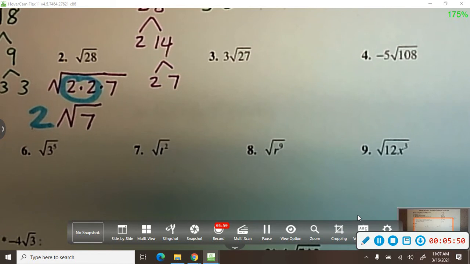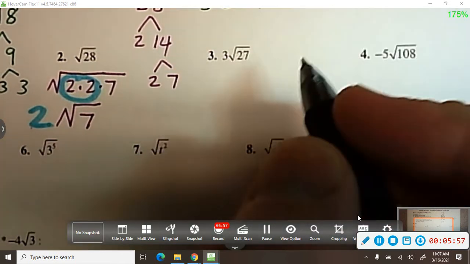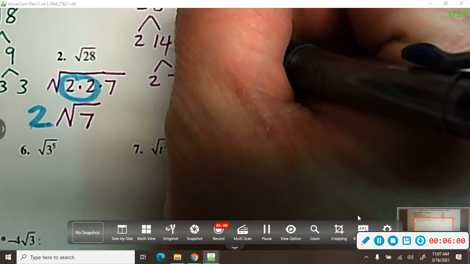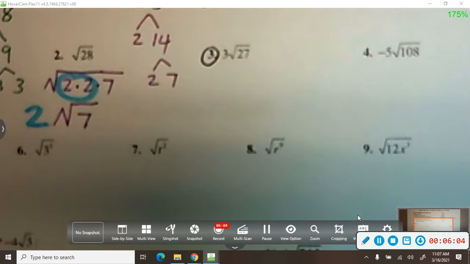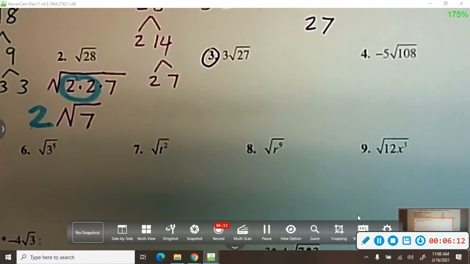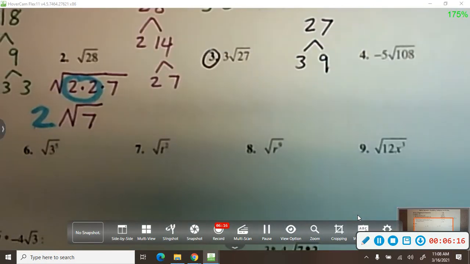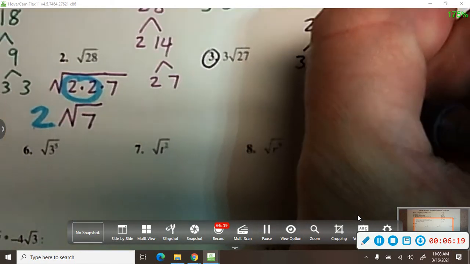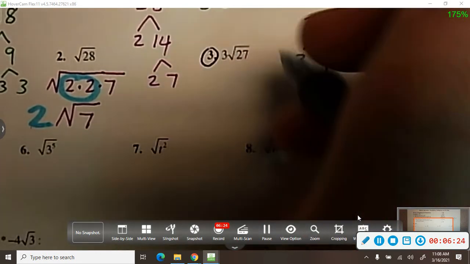Number 3. Number 3, if I think about 27, 2 does not go into 27, but 3 does. That's 3 times 9. And then 9 is 3 times 3. So I just found 27 is 3 times 3 times 3.